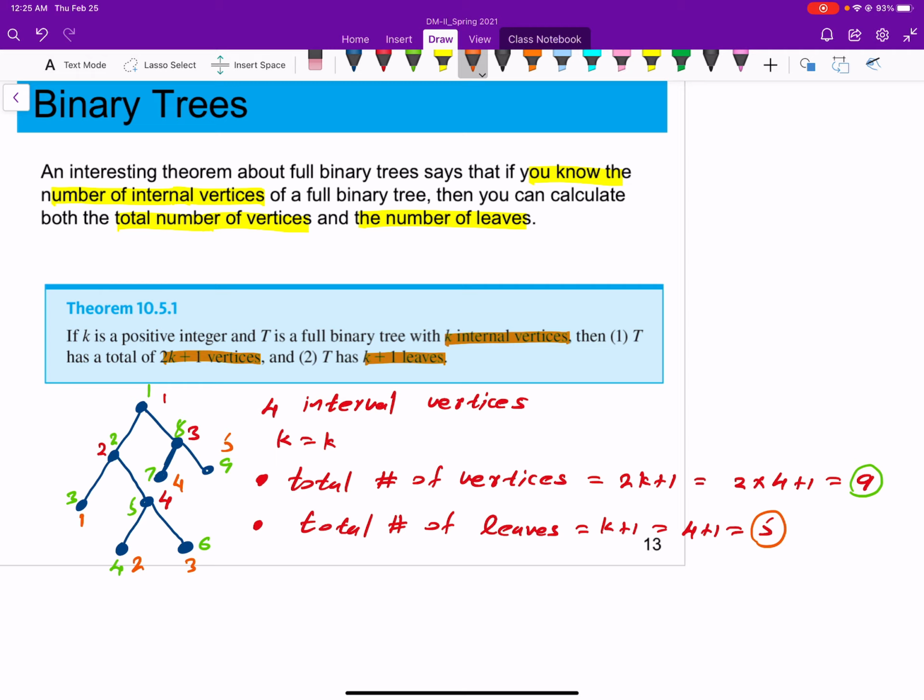You can see that. In the next class, we're going to prove this theorem. Since we don't have time today, next day we are going to prove this theorem.